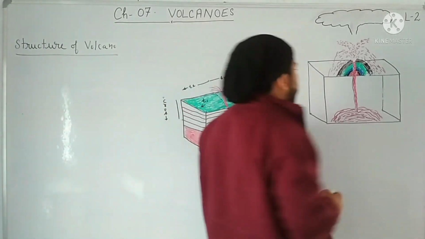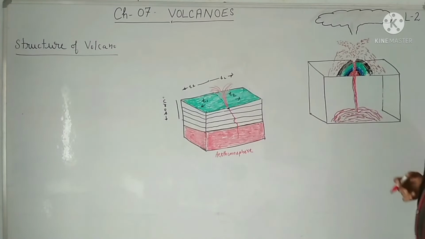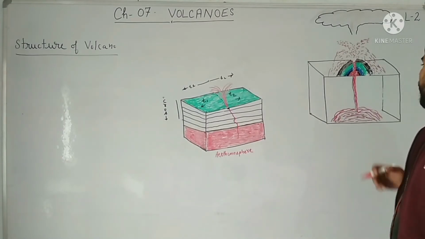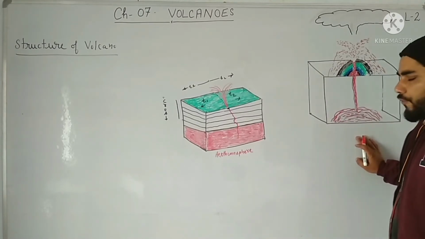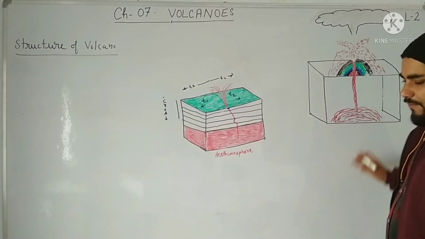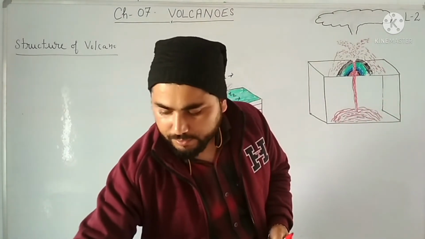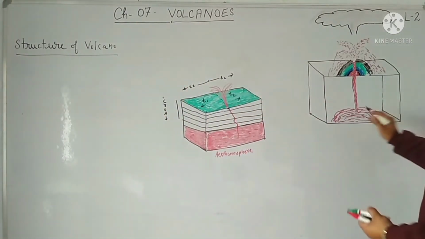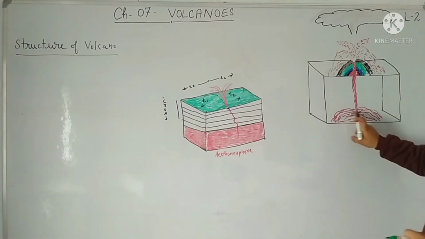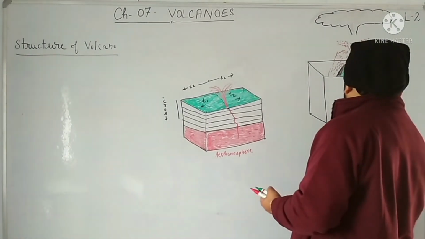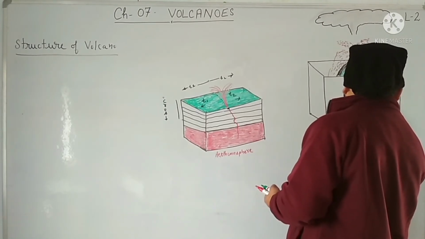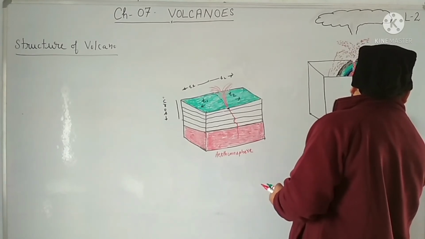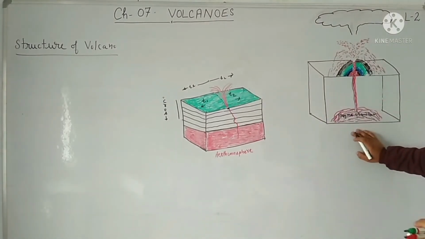Right now, I will explain what the different parts of a volcano are, what kind of structure a volcano has. So first of all, for the emergence of volcano, we should have a magma chamber. So here, this thing is the magma chamber. This entire region is called magma chamber. Magma chamber means the deposit of magma.